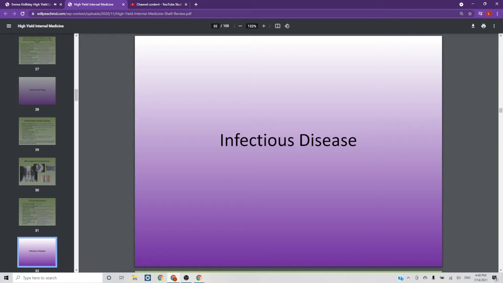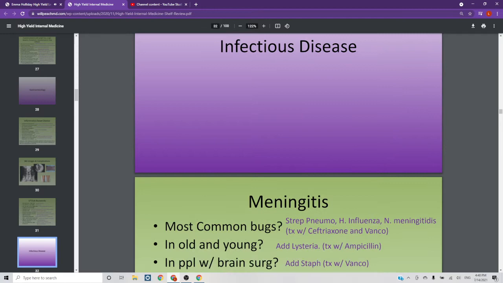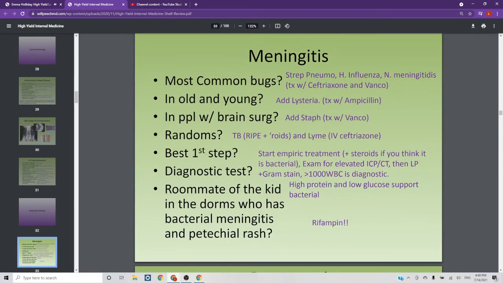All right. Most common bugs causing meningitis. Name me some. Strep pneumo, Neisseria meningitidis, and H flu. Listeria we worry about in the old and young. So in little bitty babies and in old people or anybody who's immunocompromised, we'll also think about listeria and so add ampicillin to our treatment regimen.